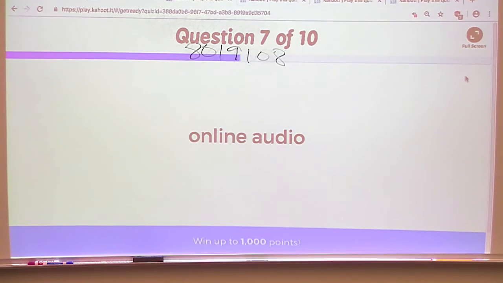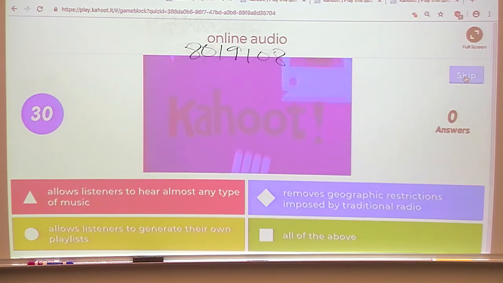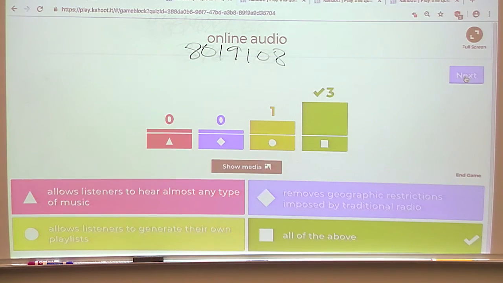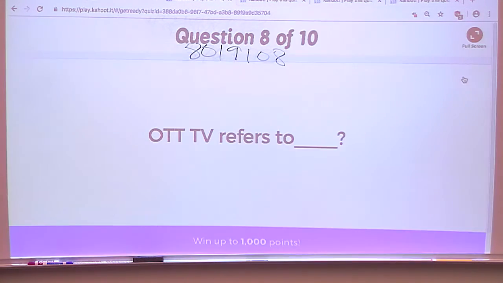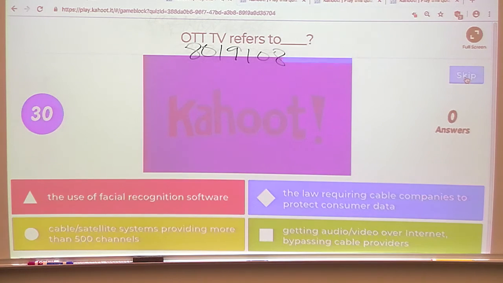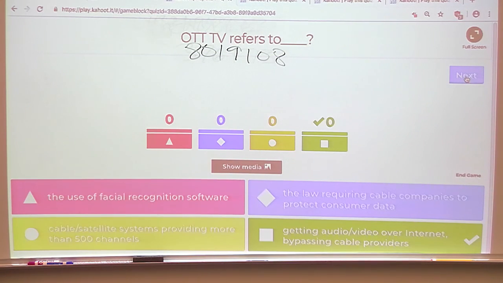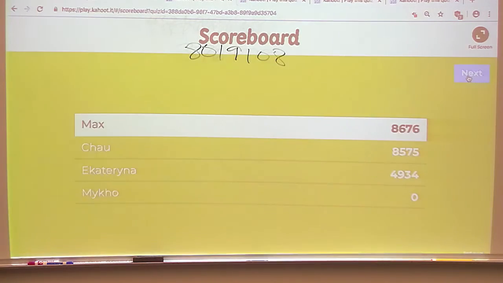Online audio, something about online audio. What's it going to say? Allows listener to hear almost any type of music. Seems okay. Allows listeners to generate their own playlists. Yes. Removes geographic restrictions. Yep. So 3, all of the above is correct. OTT TV refers to, well, we already have this one. I guess this one's important. So we'll go getting audio video over the internet bypassing cable providers.